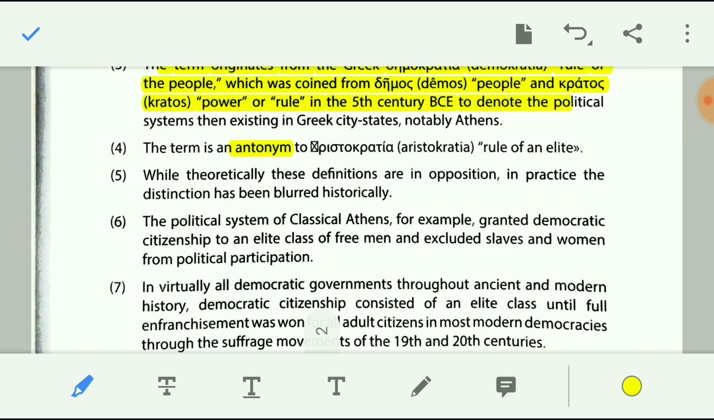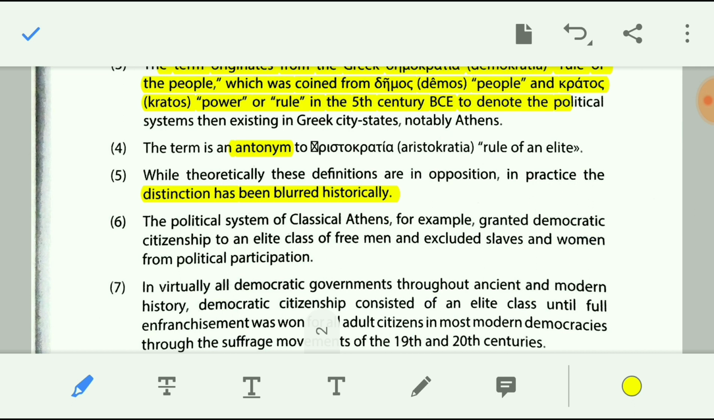Well, for number 5, while theoretically these definitions are in opposition, in practice the distinction has been blurred historically. So here you provide additional information. So, distinction has been blurred historically. It gives you something to know more about it.